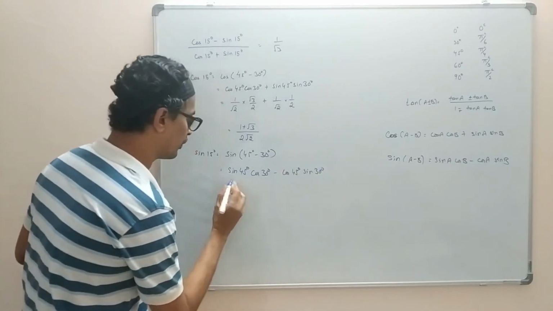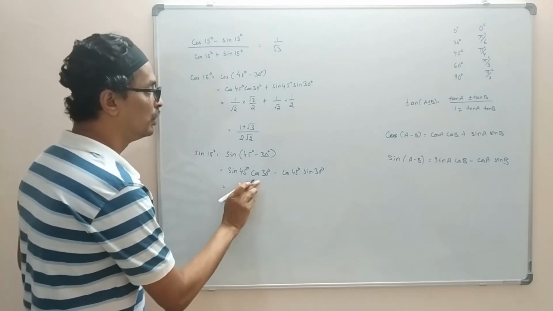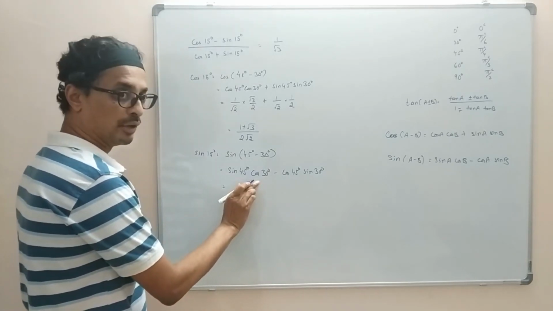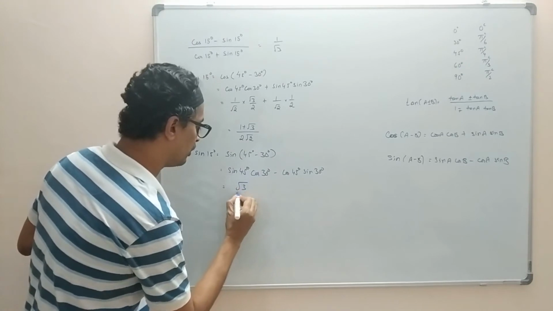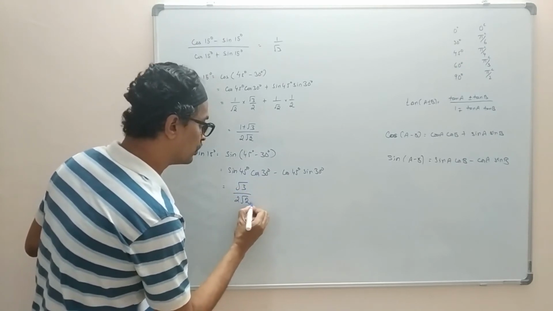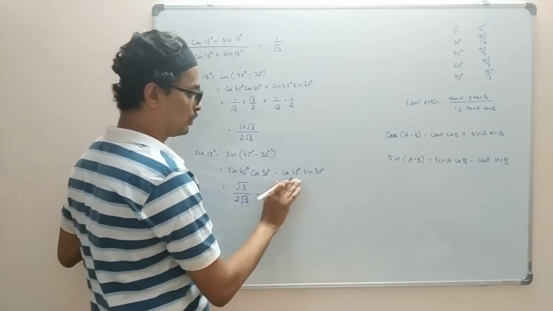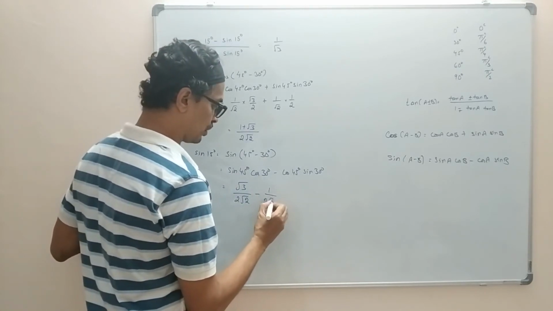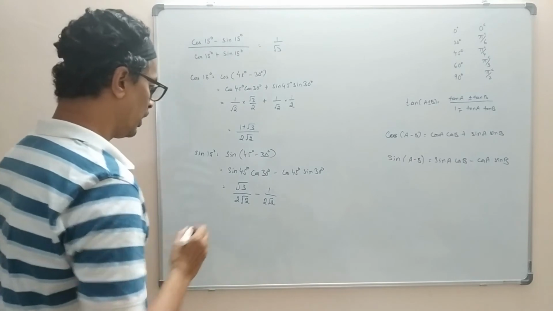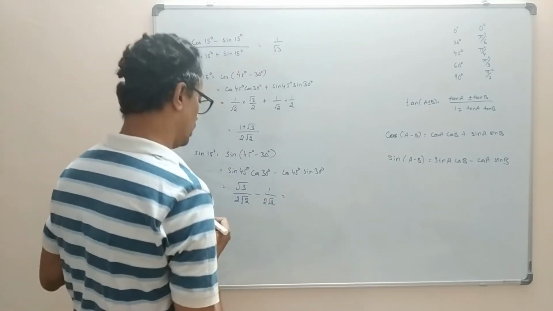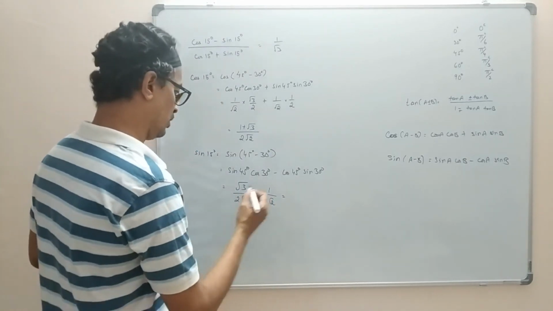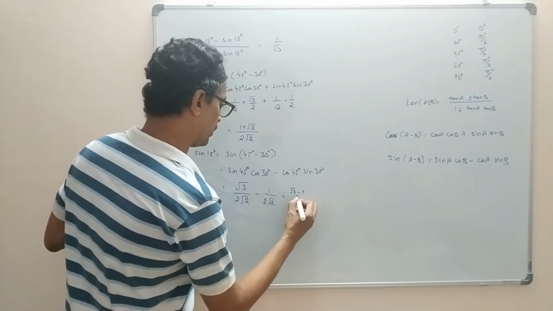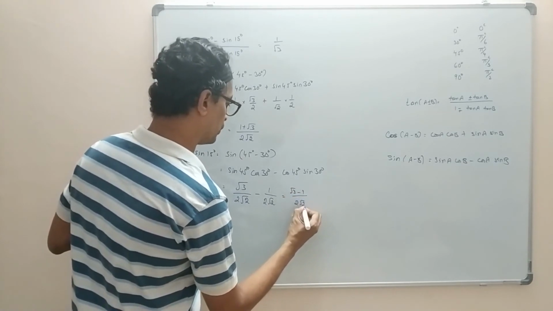What is sin 45 degree? It is 1 by root of 2 and cos 30 is root 3 by 2, right? So this is root 3 divided by 2 root of 2 minus again 1 by root of 2, and sin 30 is 1 by 2, so it is 1 by 2 root of 2. So this will be root 3 minus 1 divided by 2 root of 2.